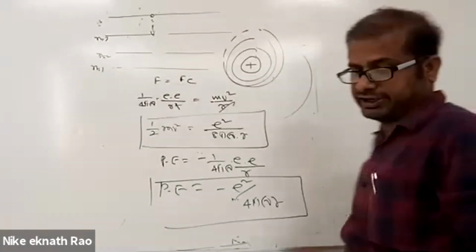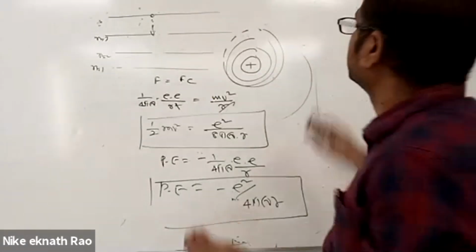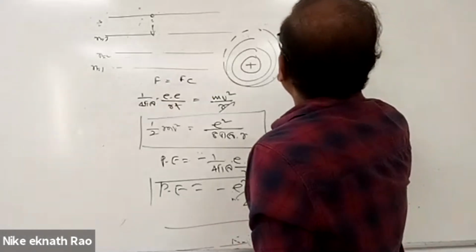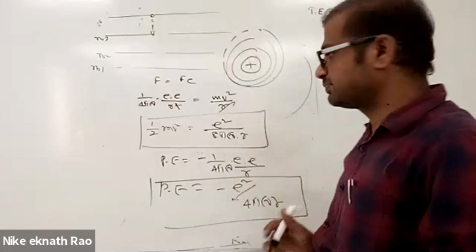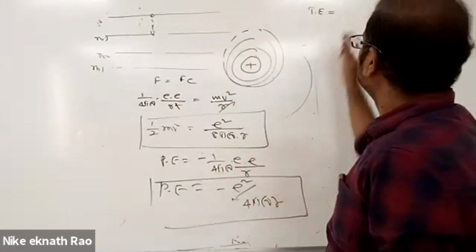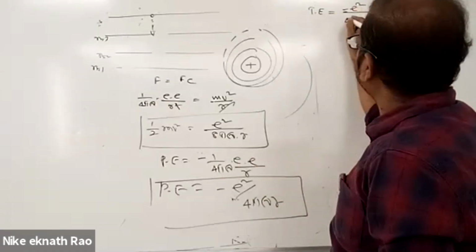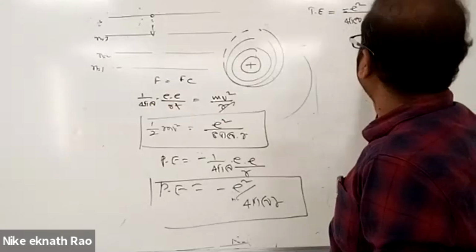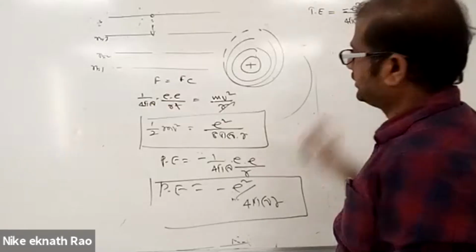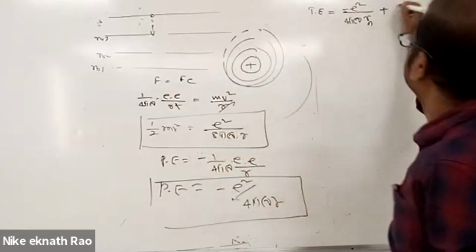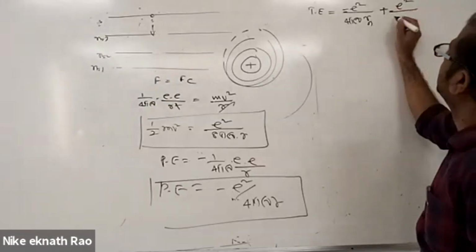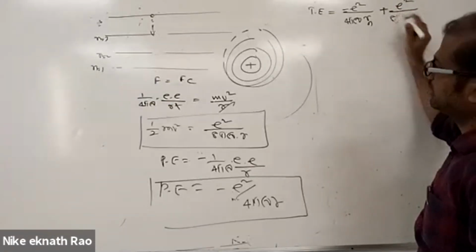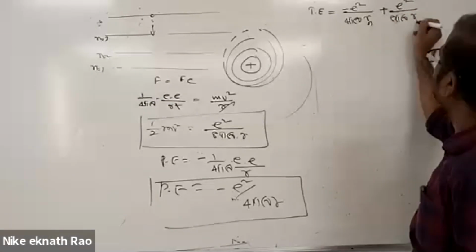Total energy is negative. So the total energy of the electron revolving in the nth orbit is potential plus kinetic. Potential energy is minus e square by 4 pi epsilon naught Rn, plus kinetic energy in the nth orbit, which is given by e square by 8 pi epsilon naught Rn.